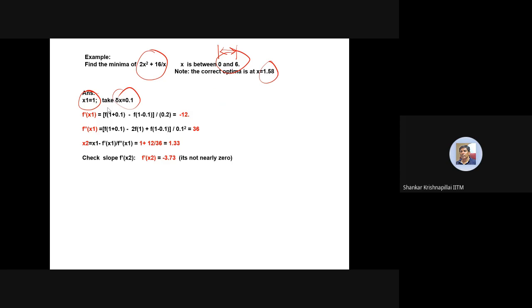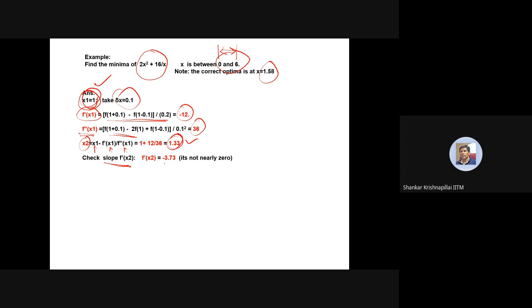Range is 6. Okay, so then you find first derivative at x1. So you can use this central difference equation. So you will get -2. Then you find second derivative at x1. You substitute all these things and you get 36. So next point x2 is first point x1 minus first derivative of x1 divided by second derivative of x1. So it is 1.33. So you have started from 1, and next you have reached 1.33.